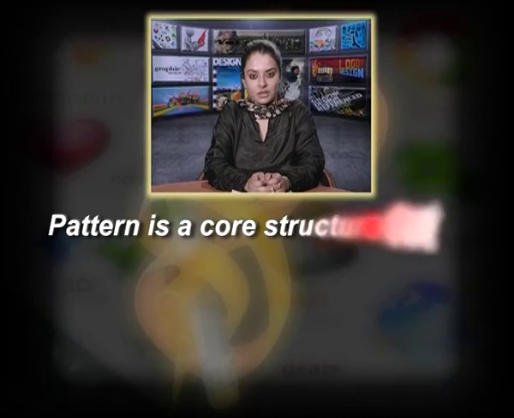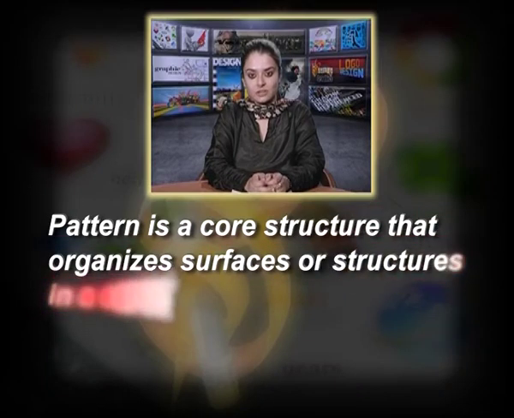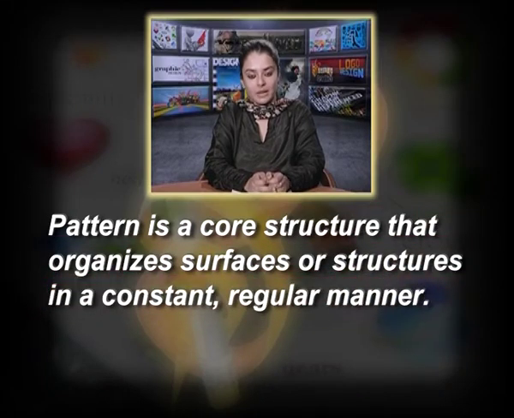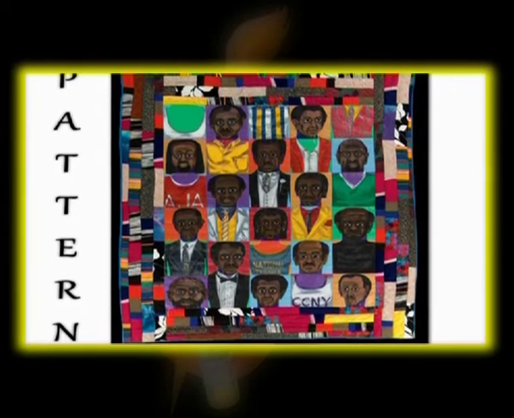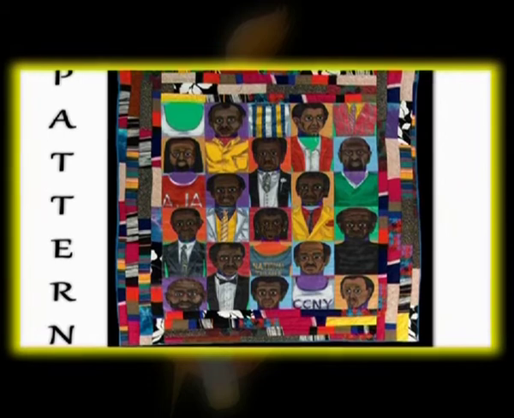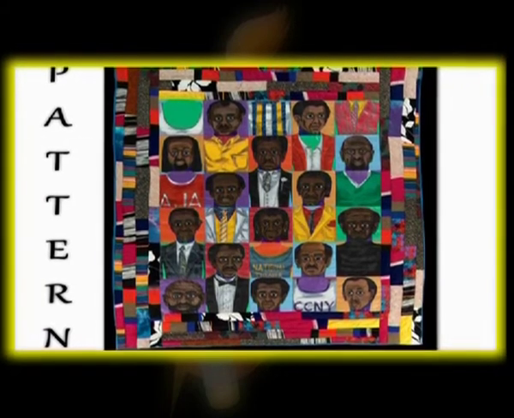Pattern is a core structure that organizes surfaces or structures in a constant, regular manner. Pattern exists in nature as well as in designed objects. Grids are the foundation for any structure or image. Points of a grid can be connected and can be seen in any situation, in nature and in man-made images.